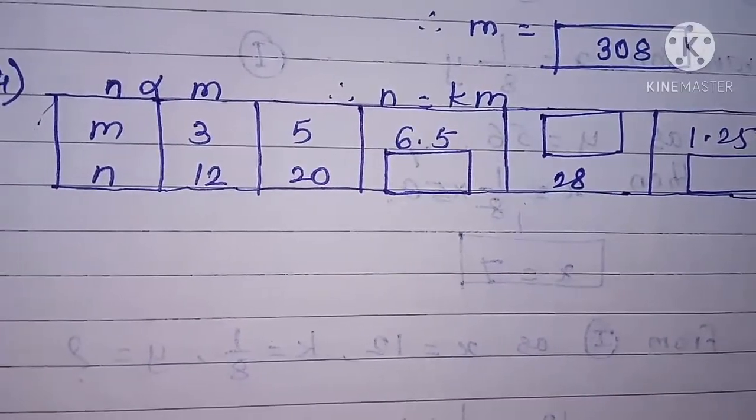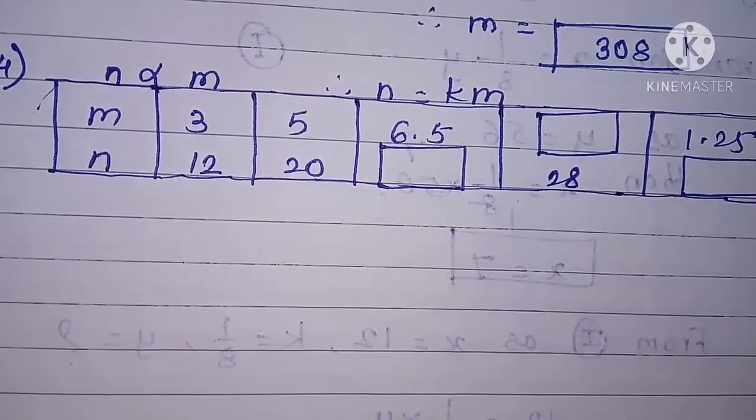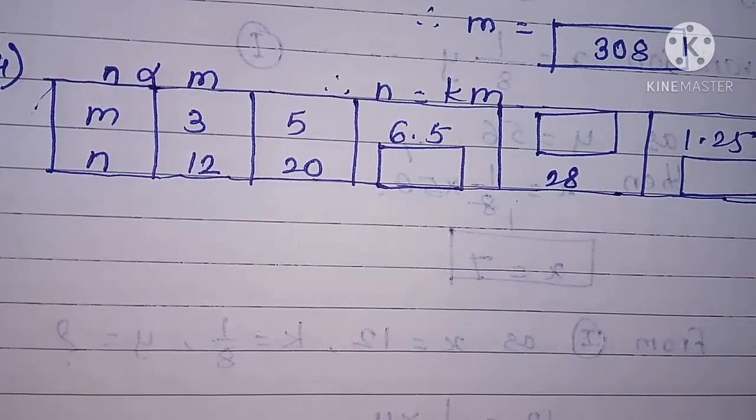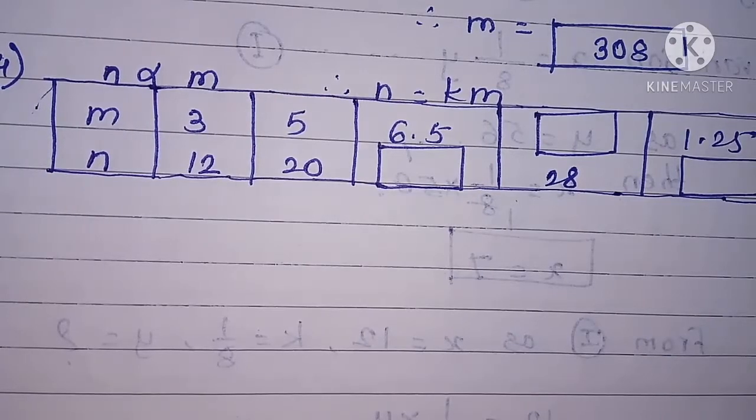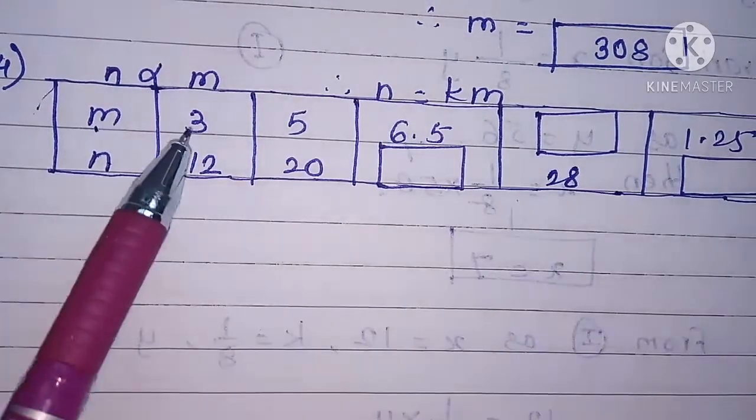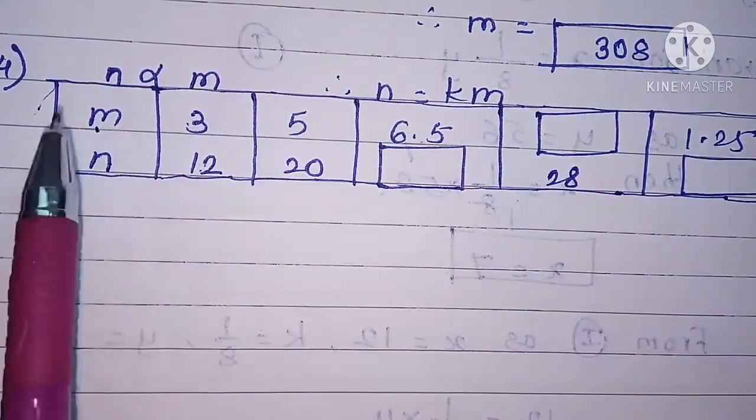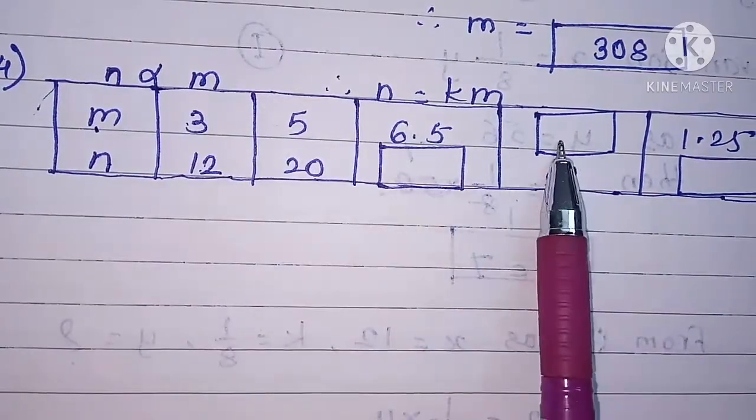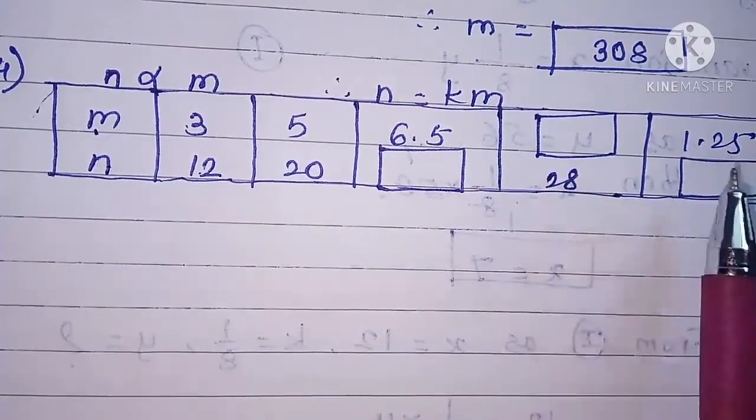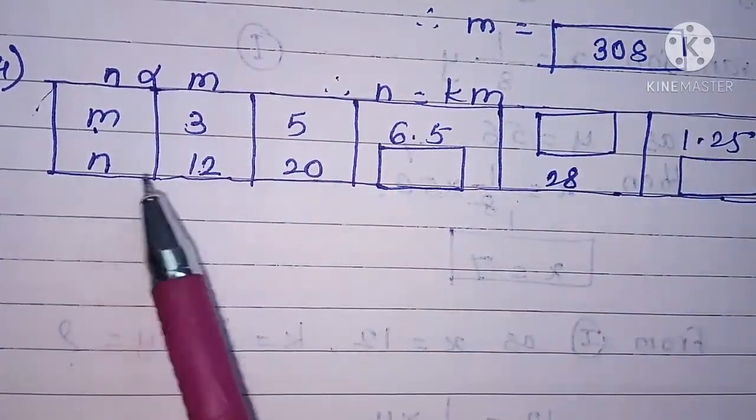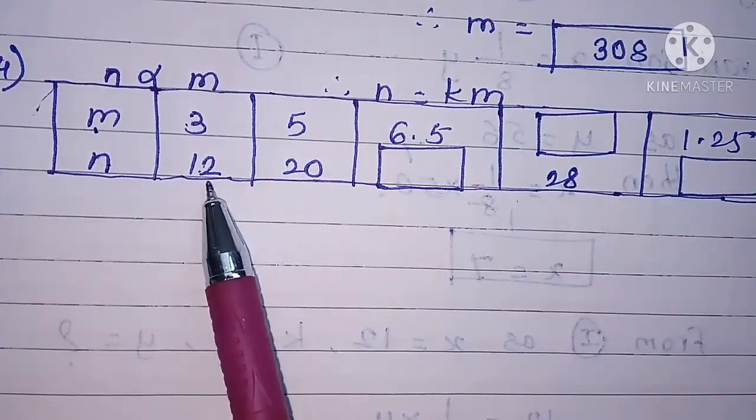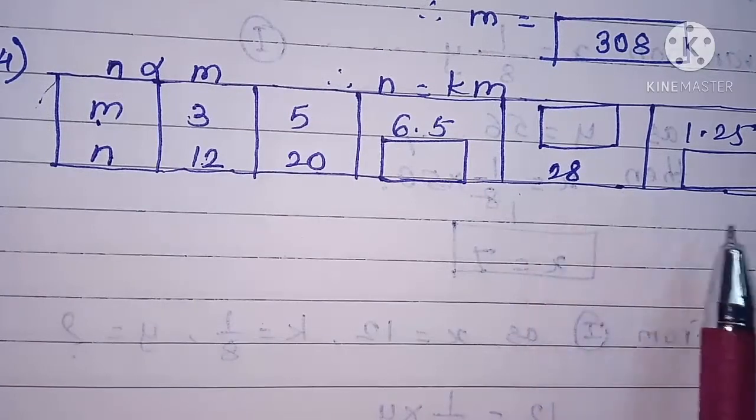Fourth example. N is directly proportional to m. Therefore n is equal to km. I have already written it here, and it is given in question number 4 from 7.1. If n varies directly as m, complete the following table. Then m and n values are given here. The m values are 3, 5, 6.5, then a blank column, then 1.25. And n's values are 12, 20, blank, 28, and blank.